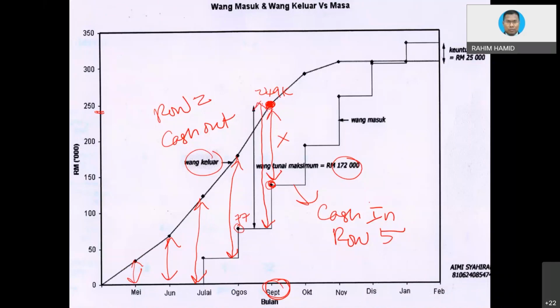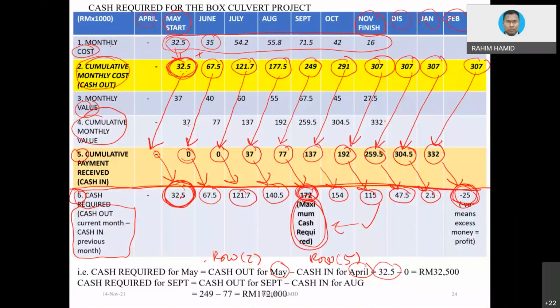I know some of the books, if you read many books, you will figure out some simply took from here to here. But in our case, we would like you to take the cash out there, and the cash in is from the previous month. Previous month means August, not the current month. Current month is the amount of money you just received that particular day. That is not that significant. Okay, so that is what this cash flow forecasting is all about.